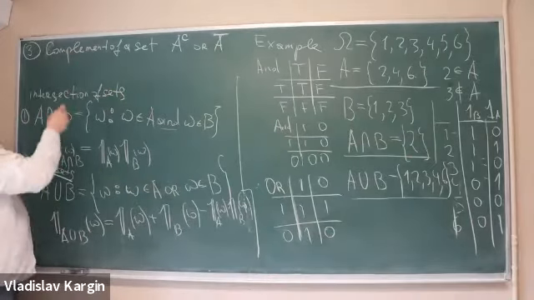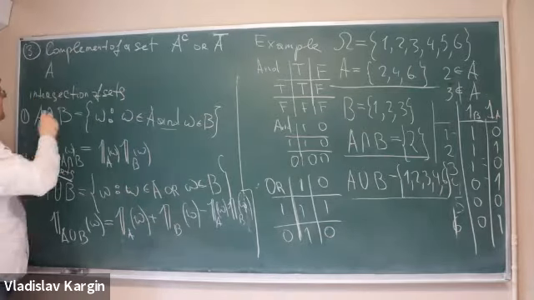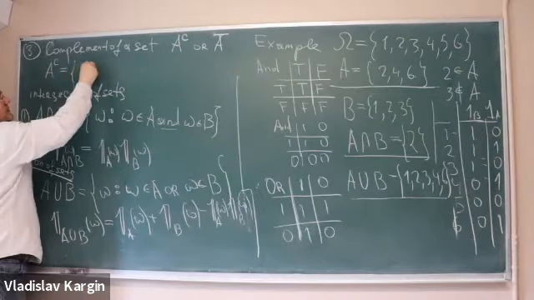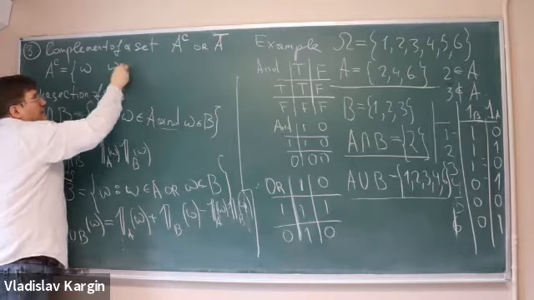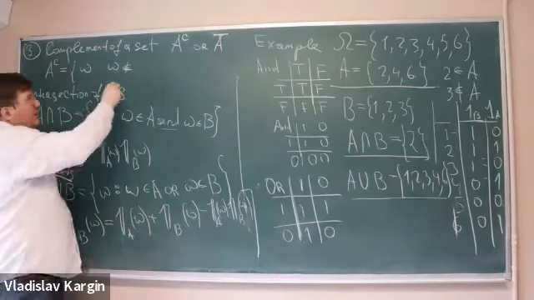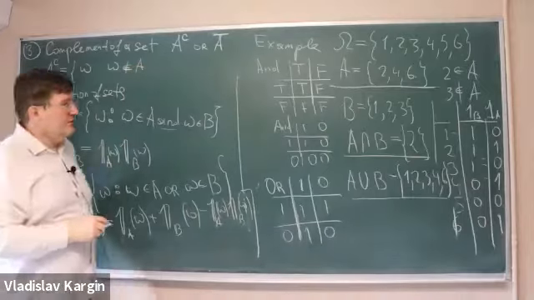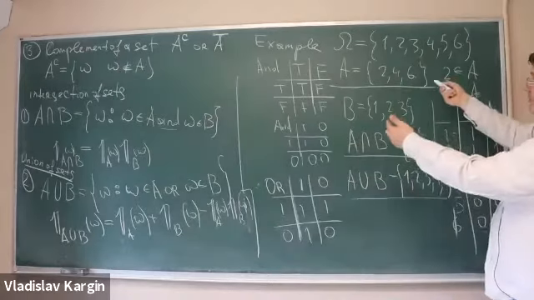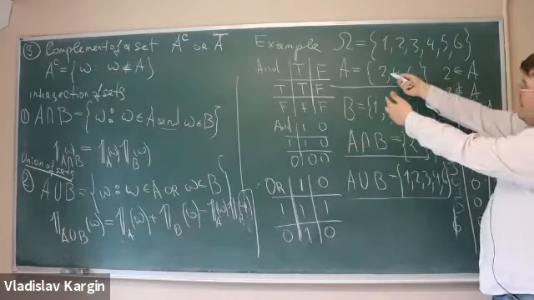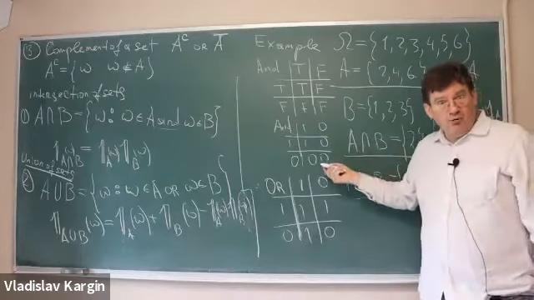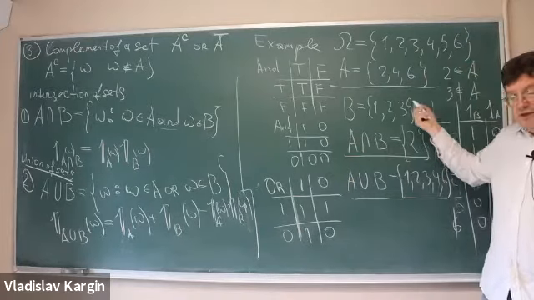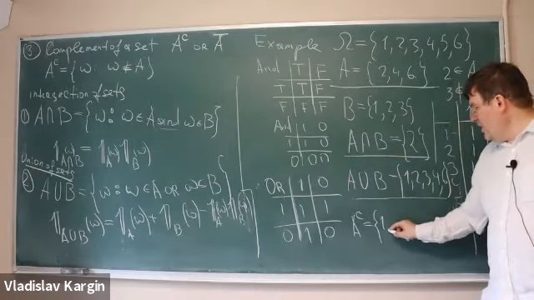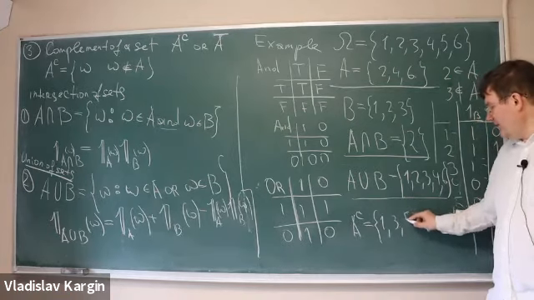And so what is it? By definition, A^C is the set of omega such that omega doesn't belong to A. So in this particular case, A is 2, 4, 6, so the complement is all numbers which are not in this set. So A^C is equal to 1, 3, 5.